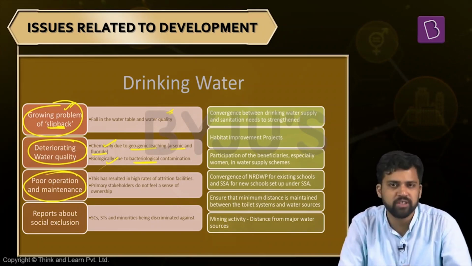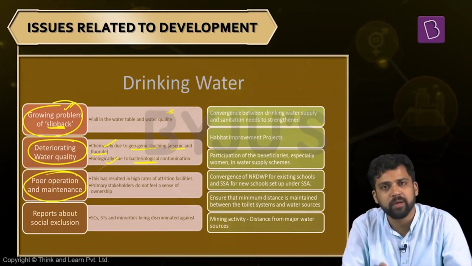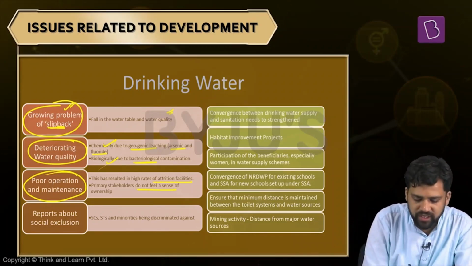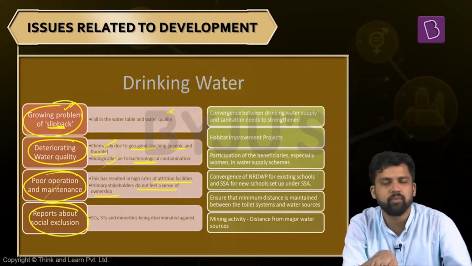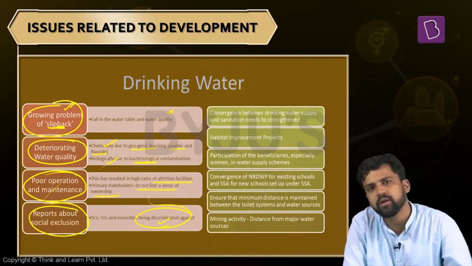We have projects at different points, but they are not properly maintained. Government has created some schemes and facilities, but how do we maintain them? Maintenance has not been there, and because of lack of maintenance, these projects get impacted. If it is not properly maintained, it will not be used again. Stakeholders do not have a sense of ownership. Apart from this, there are reports that when it comes to common water facilities, certain sections of the population are still excluded. For example, scheduled tribe members might not be allowed to access these facilities. They are discriminated against. These are some problems when it comes to drinking water facilities.